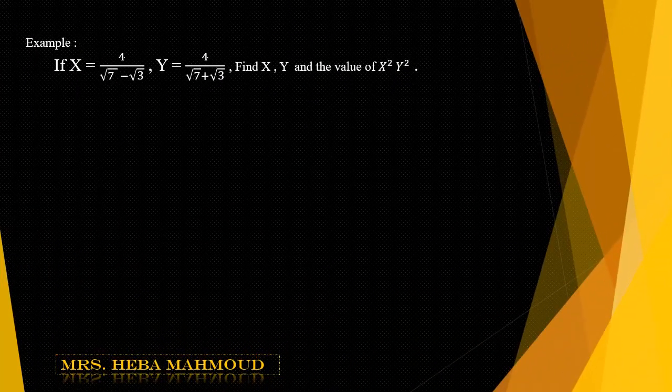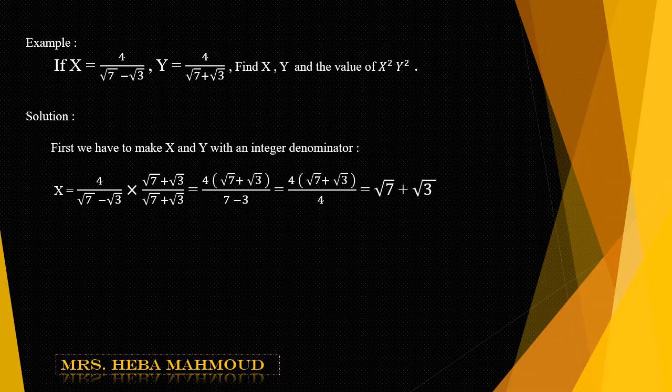Example, if x equal 4 over root 7 minus root 3 and y equal 4 over root 7 plus root 3, find x and y and find the value of x power 2, y power 2. Solution. First, we have to make x and y with an integer denominator. So, x equal 4 over root 7 minus root 3. So we multiply it by a new fraction. The numerator and the denominator for this fraction will be the conjugate for the denominator.